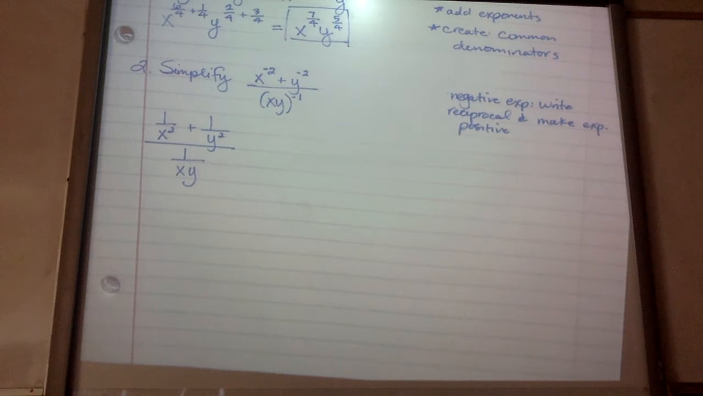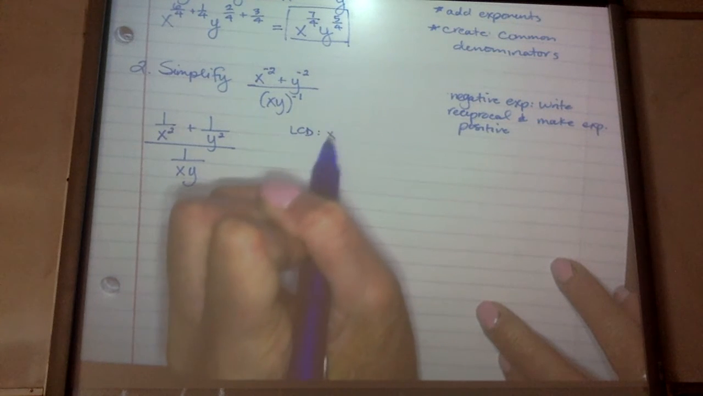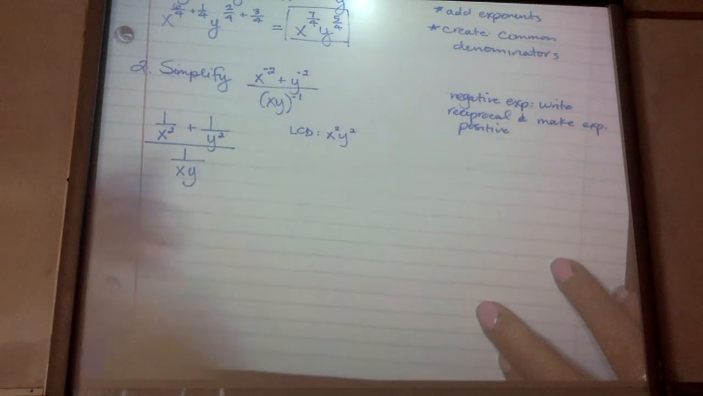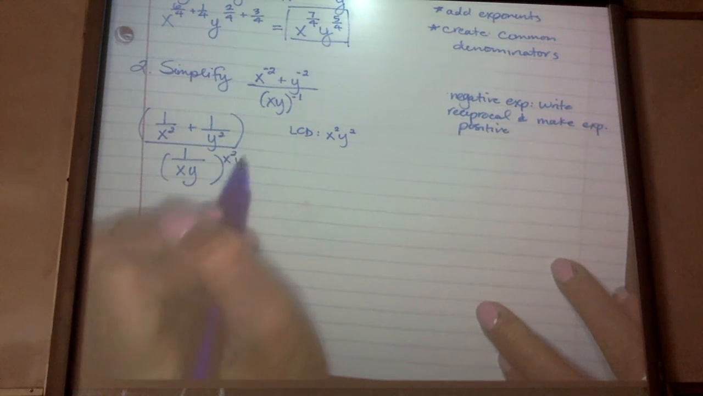Now this is reviewing complex fractions. My common denominator here, the LCD here, would be x squared y squared. That's one way to do it, and I think that is the easiest. So I'm going to multiply everything by x squared y squared. Multiply top and bottom by x squared y squared.